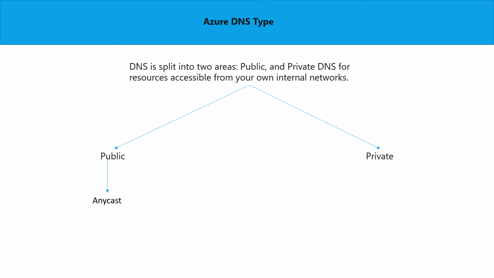Basically, this is not going to be a DNS class, but we are trying to understand what services are offered by Microsoft Azure, so let's discuss that in parallel. DNS is split into two areas: it can be public or it can be private. Azure is going to offer you both services. This is the first section, and we are only going to focus on the public DNS infrastructure, though there is an option for private that I will discuss in the next video. So in a public infrastructure, it is going to be based on anycast.